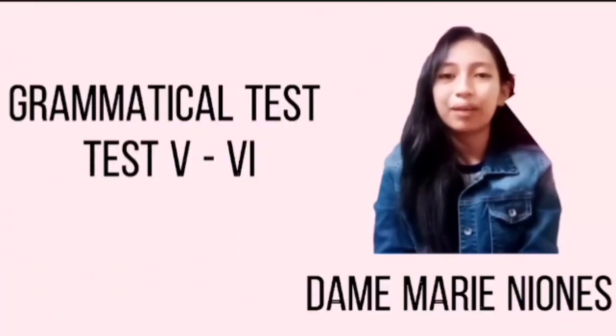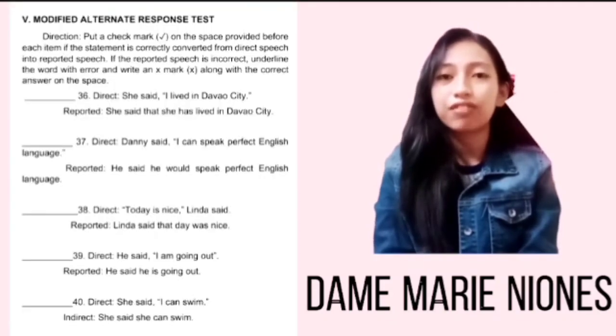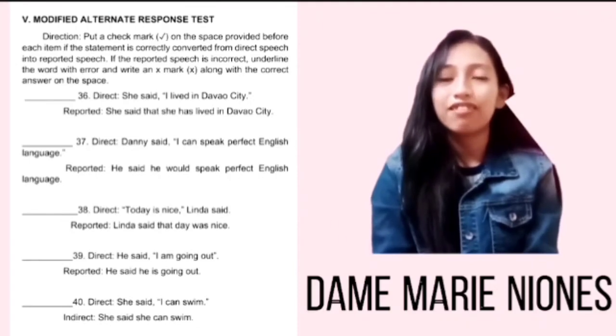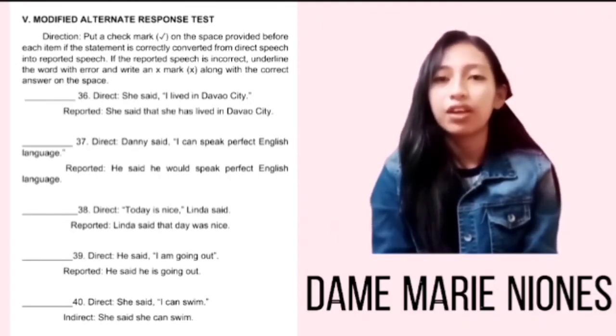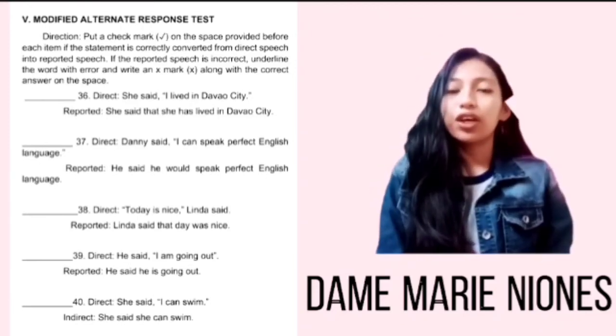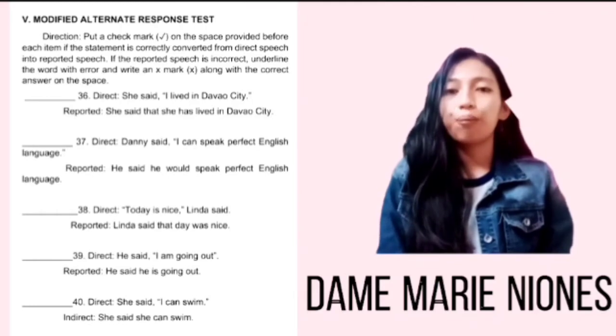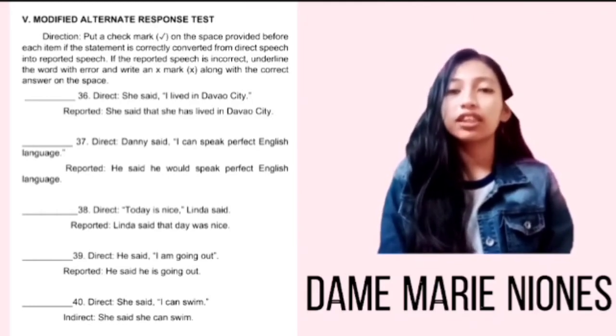Hi, I'm Dame Marie Amñanas, and today I will be the one to explain the test 5 and 6 of the grammatical test. To discuss the relevance of the test to the learning objectives and in what domain and level does the test belong. So the first one is the test 5, which is the modified alternate response test that covers 36 to 40 items.